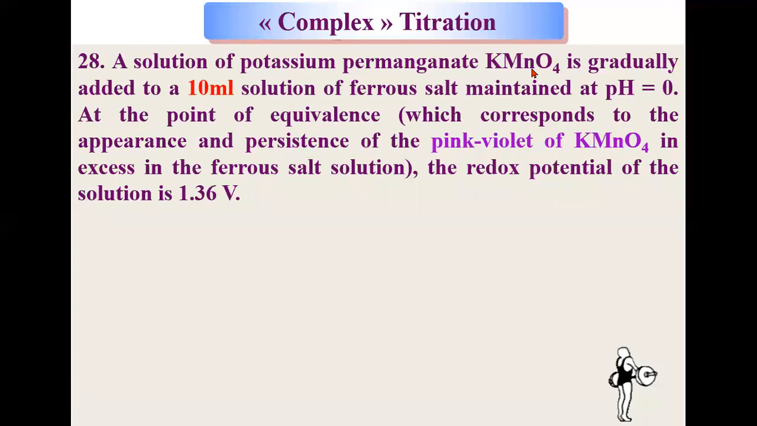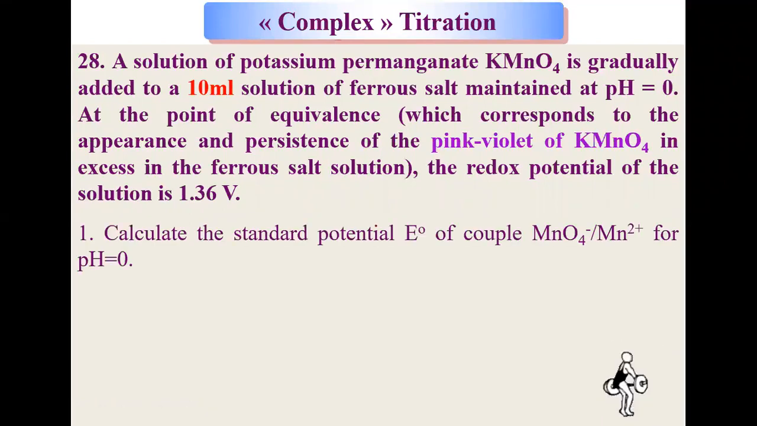Okay, so I have an oxidant and a reductant, so an oxidation-reduction reaction. The pH is maintained at 0. Now they said once the color of the permanganate remains and persists in solution, we get the equivalence point, and the reduction potential, or the redox potential, at the equivalence point is given to be 1.36.